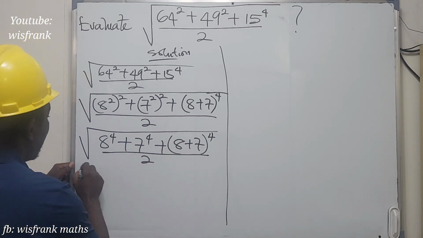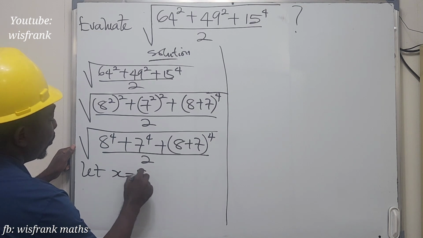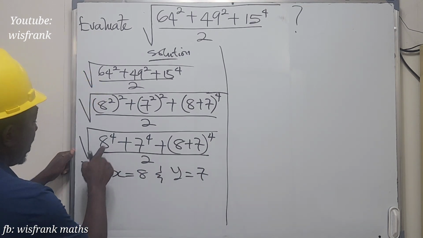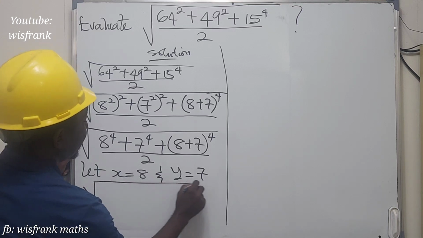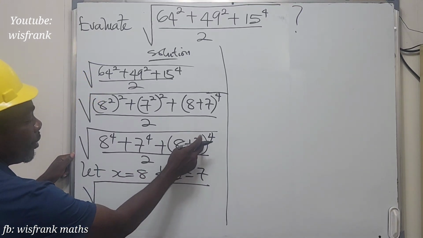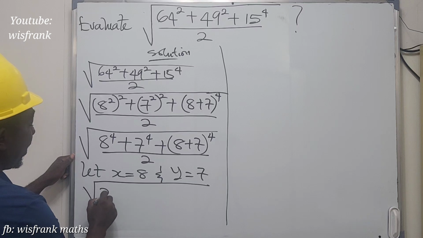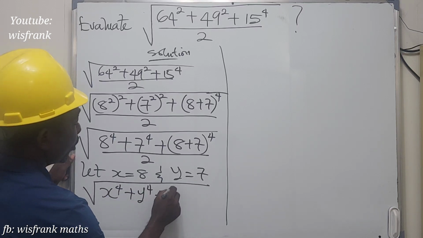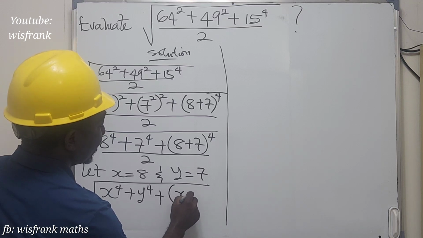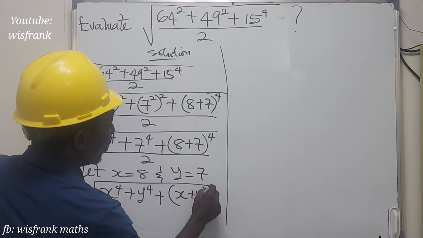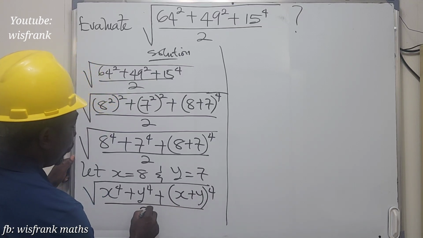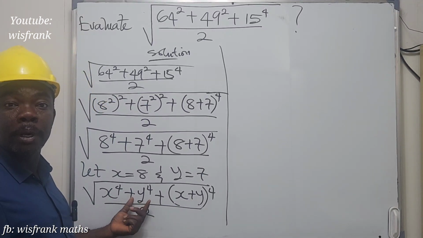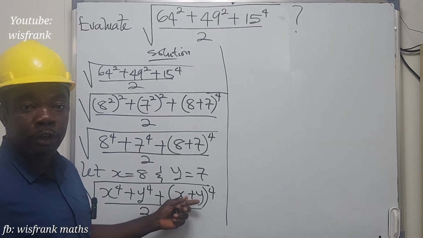So we can say let x equal 8 and y equal 7. Here we can replace 8 with x and 7 with y. So we have x to the power of 4 plus y to the power of 4 plus x plus y all to the power of 4, all over 2. So here we have x to the power of 4 plus y to the power of 4, and we also have x plus y to the power of 4.